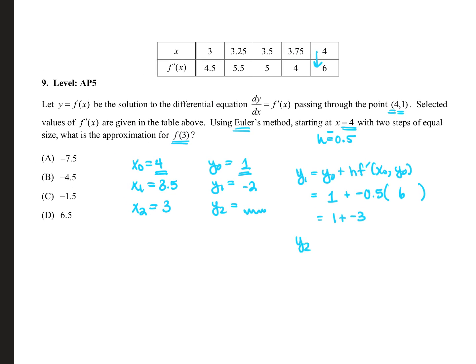So y2 is equal to negative 2 plus h. And this time we're going to plug in 3.5 into our differential equation, and we get the value of 5. So that's negative 2.5. So negative 4.5.